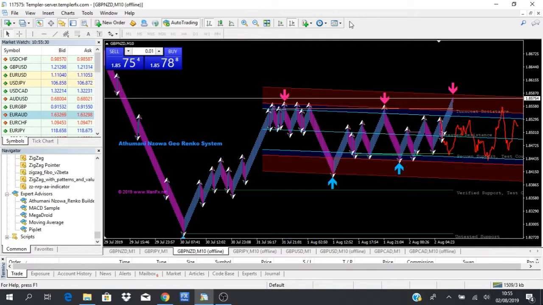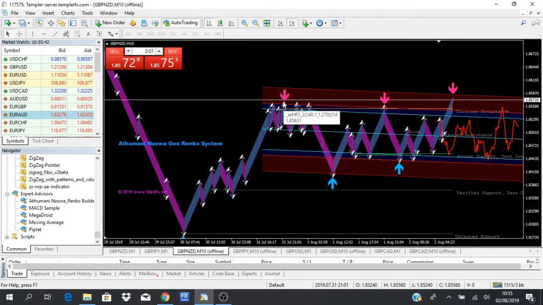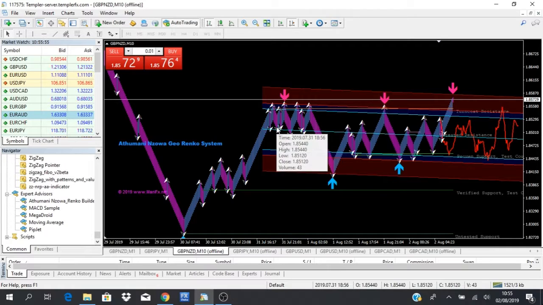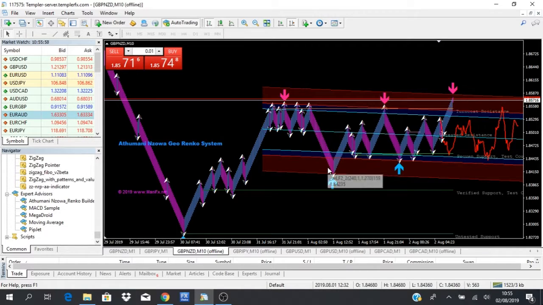Okay, so first things first, regarding the arrows, which actually give us the signals to buy or to sell. The pink arrows are the arrows for selling, and the blue arrows are the arrows for buying. As you can also see the Renko bars, in fact, blue means bullish, and pink bars means bearish.